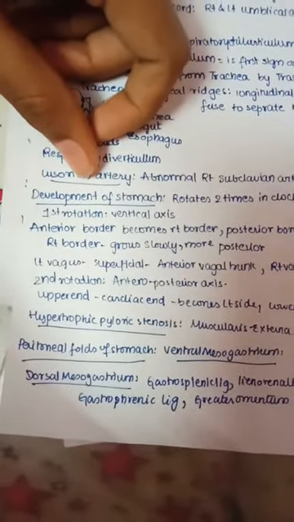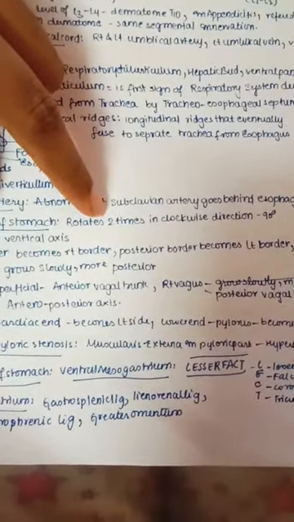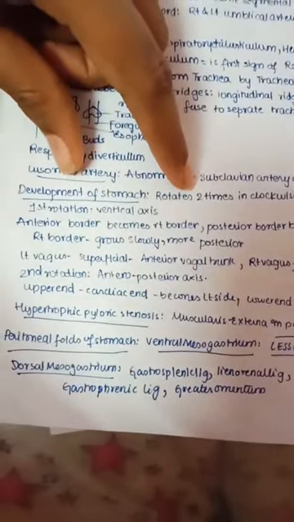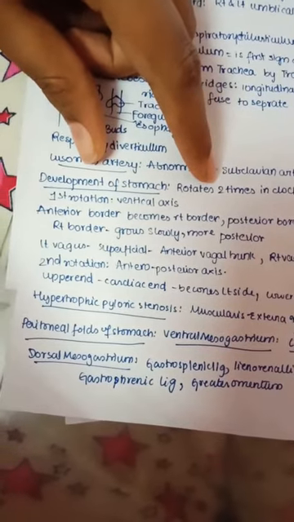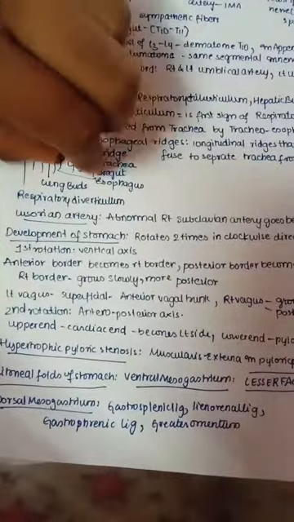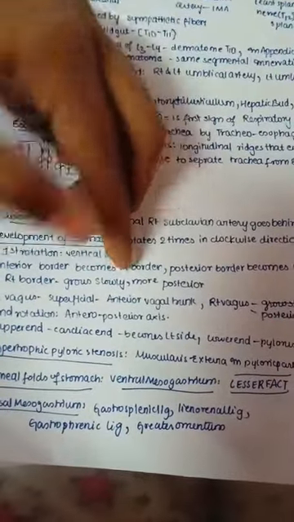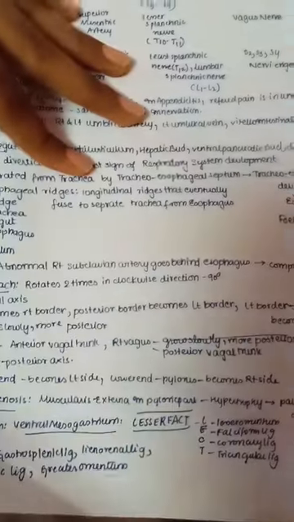Next, let us see the development of the stomach. Actually the stomach rotates 2 times in the clockwise direction, that is 90 degrees each. So remember, the stomach rotates 2 times, and that too in the clockwise direction. The first rotation is in the vertical axis. In the vertical axis, the anterior border becomes the right border and the posterior border becomes the left border.